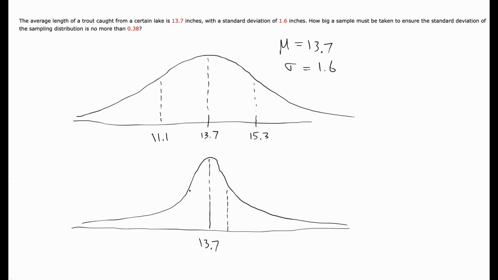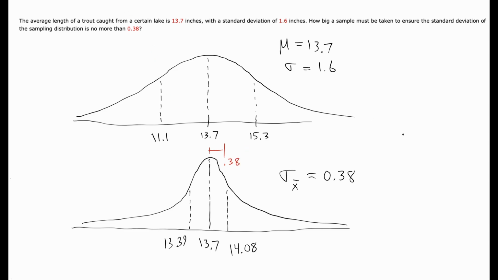And they want the standard deviation of this new distribution to be small. They want it to be no more than 0.38. So if we did let it be 0.38 rather than 1.6, that would mean our first standard deviation above would be 14.08, and one standard deviation below would be 13.39. They want this distance to be no more than 0.38.